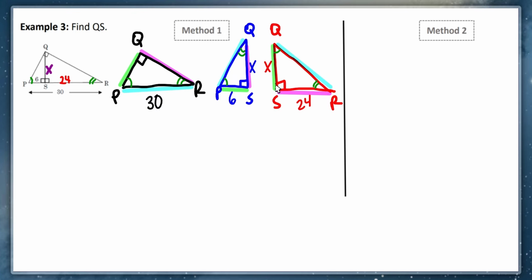So now everything's color coded here, and the question is asking us to find QS, which is X, right? Now, X isn't even present in this triangle, and I only know one side. So the two triangles that we're actually going to be using here are going to be these two right here.